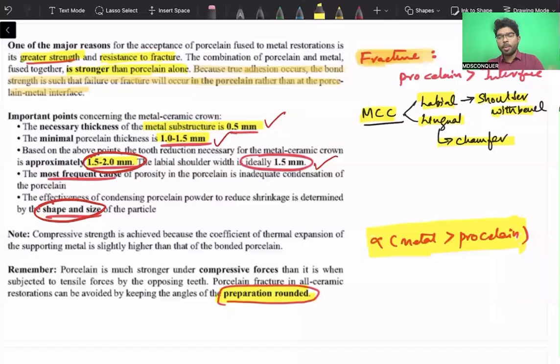Thickness of metal is going to be 0.5. Porcelain thickness is going to be 1 to 1.5. Total thickness is going to be 1.5 to 2 millimeters. Compressive strengths are more when compared to tensile strengths in porcelain. So in order to prevent fracture in the case of all-ceramic restorations, it is better to round off all the angles. The alpha value of metal is slightly more than the porcelain. Clear? Done? I'm going to the next concept.